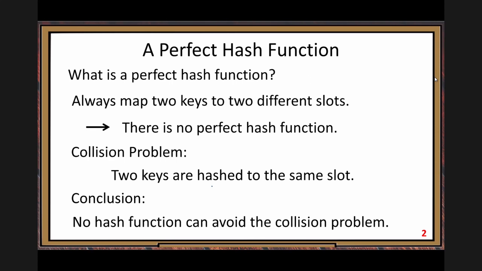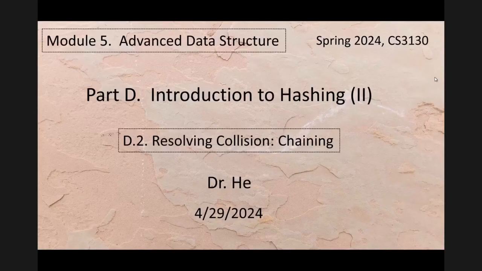But if the percentage of collisions is too high, then your hash algorithm will be very slow. If the collision rate is too high, then the overall performance would be very slow. So you want to make that collision rate very low. Okay, all right. Resolving collision.